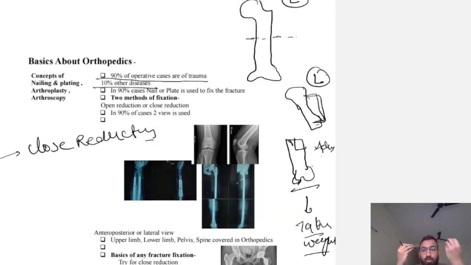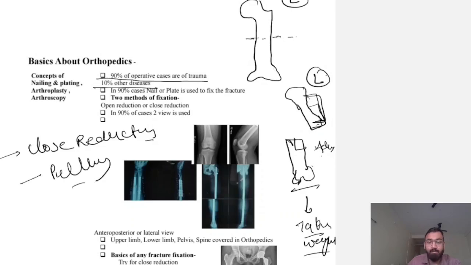Now let's assume you have reduced the fracture by open reduction or closed reduction. You can't leave that fracture by only reducing it, because if you leave it, there is a chance that it can go back in position. It can again disalign by muscle pull. So you have to fix this proximal and distal fragment by any means. How can you fix this fracture? By putting a nail inside it. You can't leave it just by aligning the fracture. You have to put a nail inside it, or you can do plating.